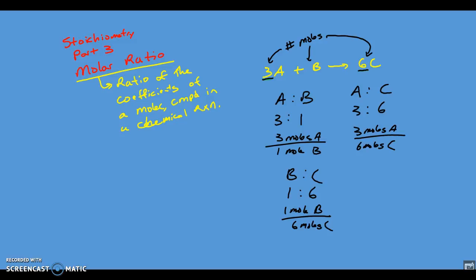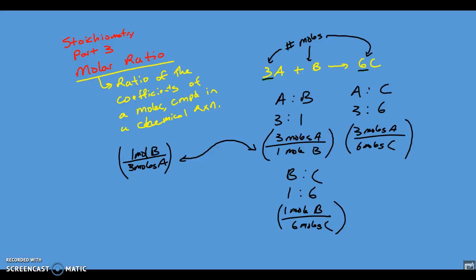Now, we can also write these a different way. So 3 moles of A over 1 mole of B is the same as saying 1 mole of B to 3 moles of A, because due to our properties of fractions, those are equal, which allow us to utilize these in the stoichiometric equation.